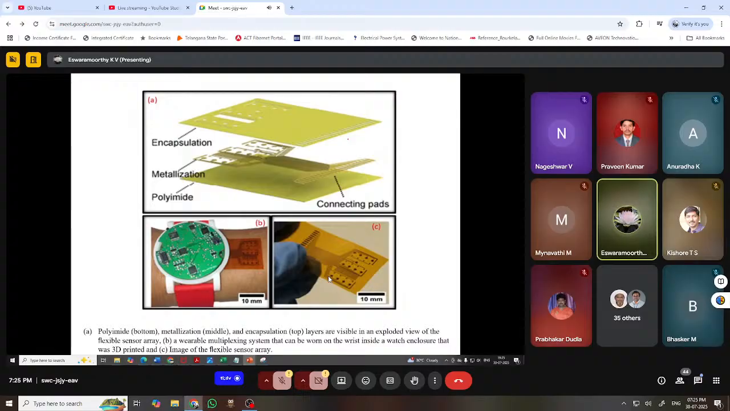And this is again polymer and metal. This is one of the flexible sensor arrays, which again has multiple sensors. From this we can generate the power, and it can be given to the IoT node. So this is one of the thermoelectric.